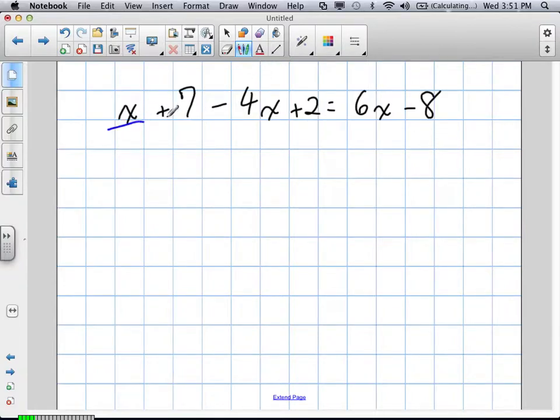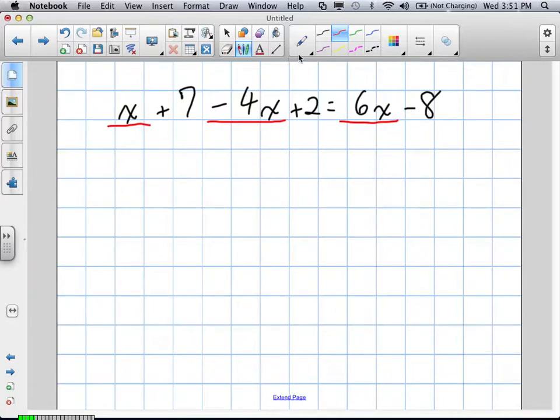x is a like term to what? To 4x and 6x. It's not just 4x, in fact, and I'm going to underline it in red. It's actually negative 4x, and this is positive 6x, right? And 7 is like terms to what numbers? Negative 8. Yeah, negative 8 and 7. Anything else? Oh, 2. And positive 2. So there we go. Our red terms and our green terms are all like terms.